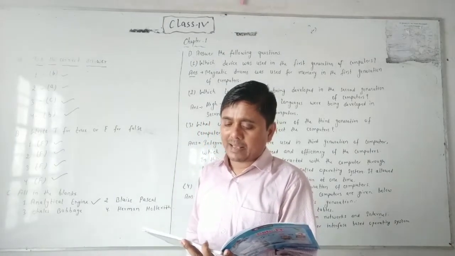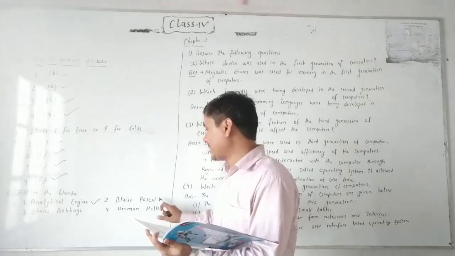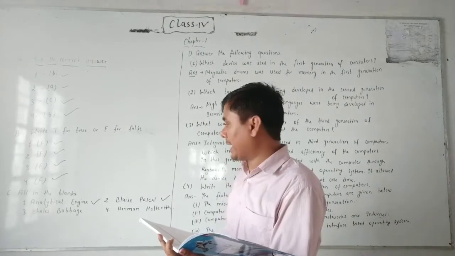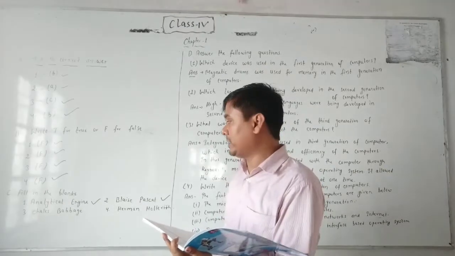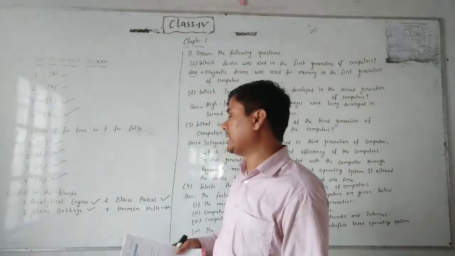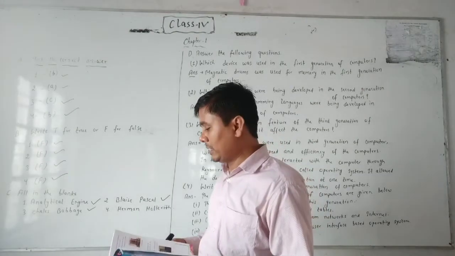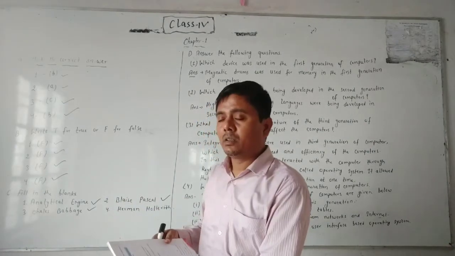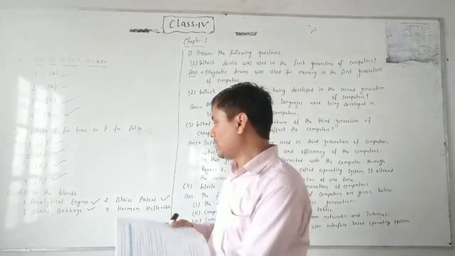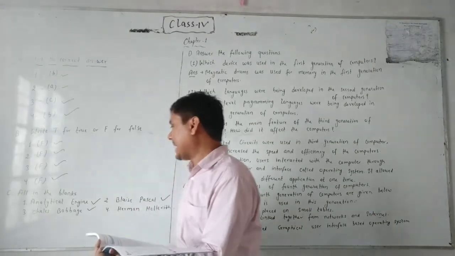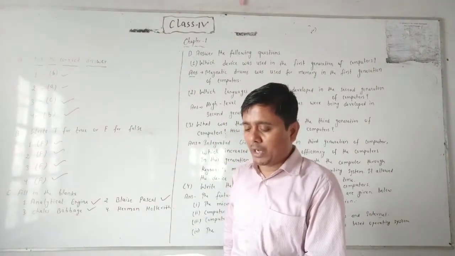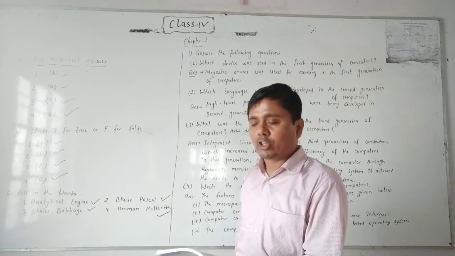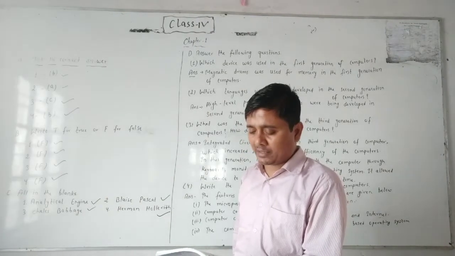Okay. The Pascaline was invented by Blaise Pascal. Okay. Next, the analytical engine was designed by Charles Babbage. Analytical engine and difference engine, both are designed by Charles Babbage. Next, Herman Hollerith invented the calculating machine. Now we will go to next.